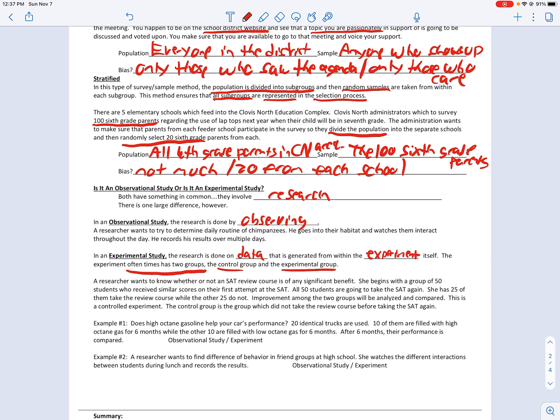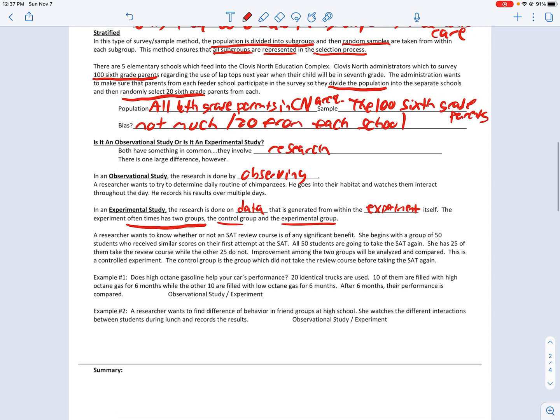So example 1, does high octane gasoline help your car's performance? So they took 20 trucks, 10 of them were filled with high octane for 6 months and the other 10 were not. After 6 months, the performance is compared. So that's an experiment. They had two groups, right? An experiment means they're actually doing something. They put gas into the truck, drove around, right?